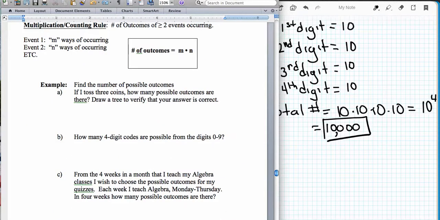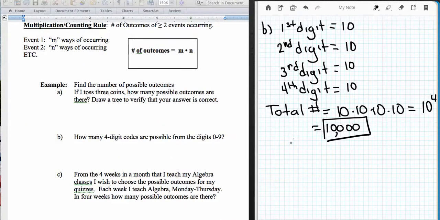All right, now let's take a look at this one. From the 4 weeks in a month that I teach my algebra class, I wish to choose the possible outcomes for my quizzes. Each week I teach algebra on Monday through Thursday. So Monday, Tuesday, Wednesday, and Thursday. In the 4 weeks, how many possible outcomes are there for the ways to give my tests, or my quizzes, essentially? So in the first week, I could give my quiz on a Monday, a Tuesday, a Wednesday, or a Thursday. That's 4 possible outcomes.